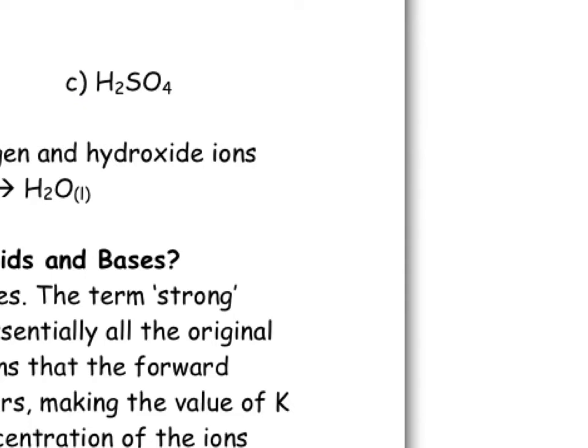H2SO4 is an acid because it has an H listed first. It's a polyprotic acid because there are 2 H's. But as mentioned before, only one H falls off. This leaves an HSO4 with a 1 minus charge remaining.